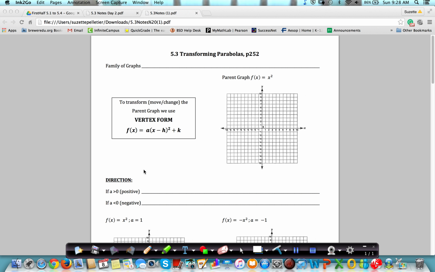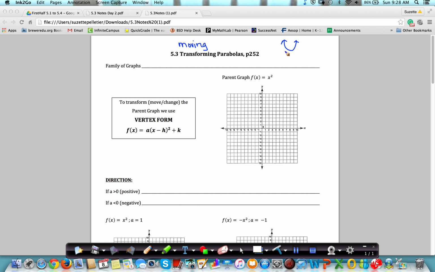Transforming parabolas. We're going to begin by just defining family of graphs. So this entire lesson is all about taking parabolas on the coordinate board and transforming them. So that means moving them left, right, up, or down. So we're going to be moving parabolas today all around this coordinate board, left, right, up, down. We're going to be stretching and shrinking them.